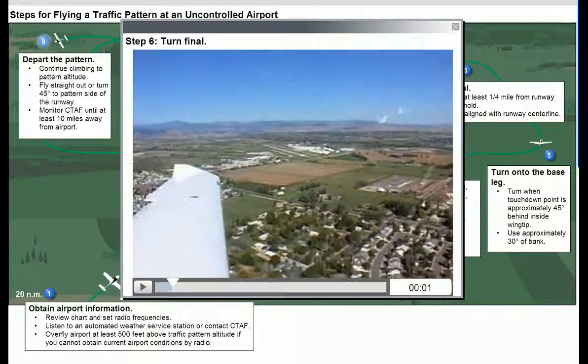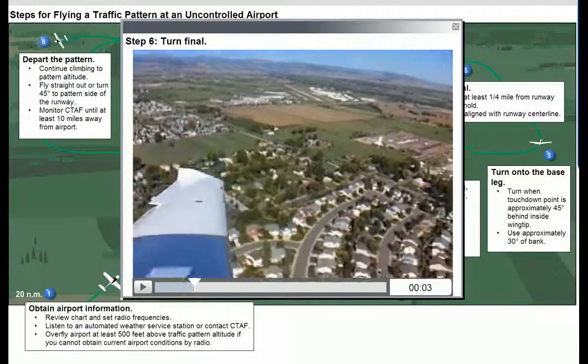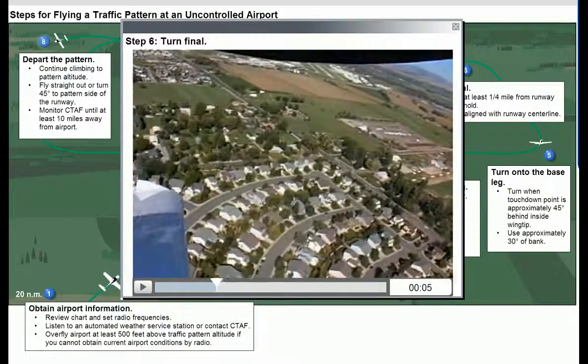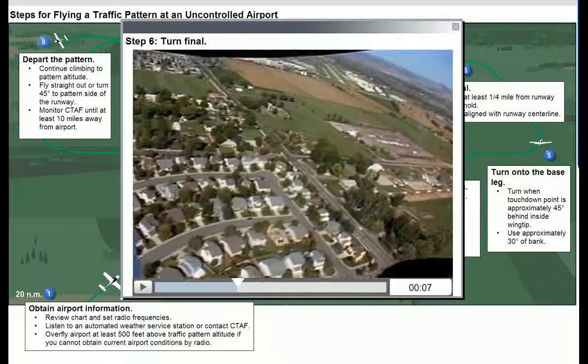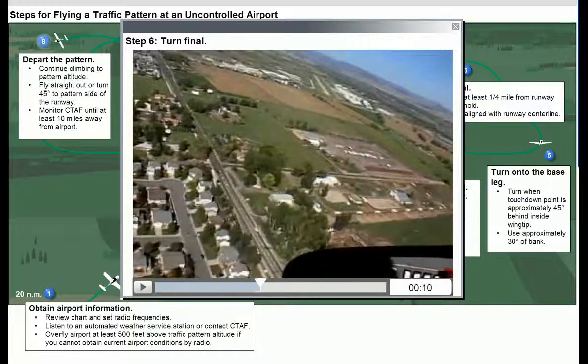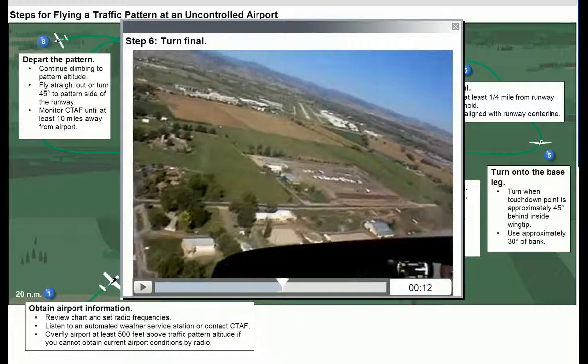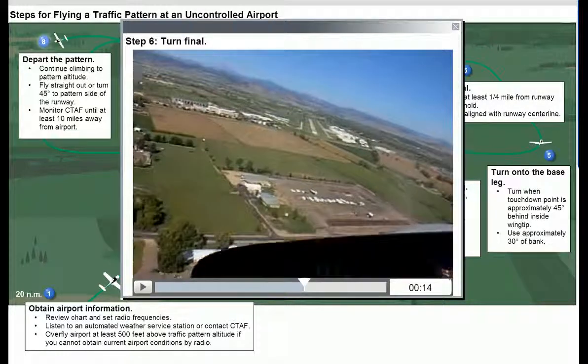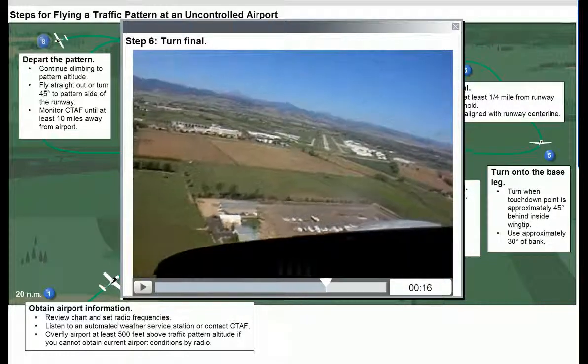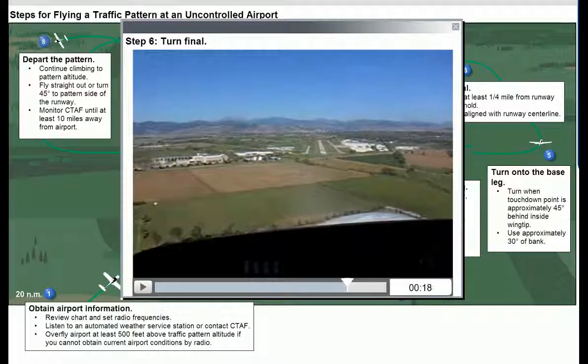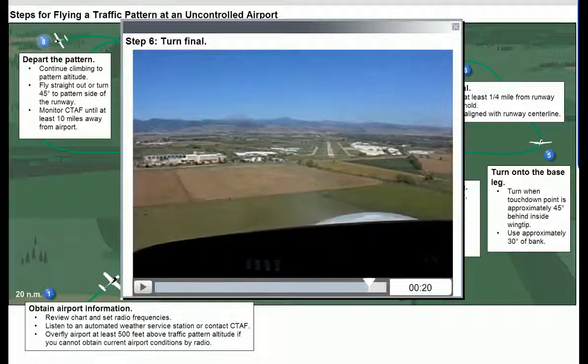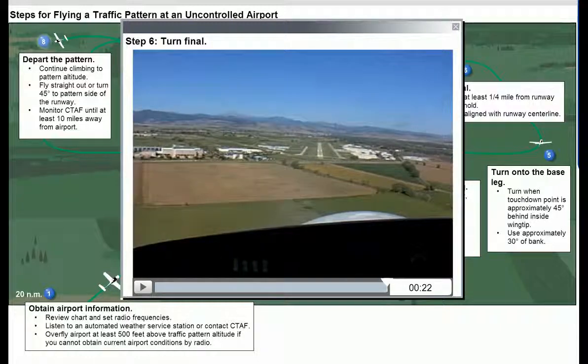Okay, go ahead and start your turn to final. Use about a 30-degree bank again. And as you roll out on this turn, keep that runway center line right in front of where you're sitting. Good.